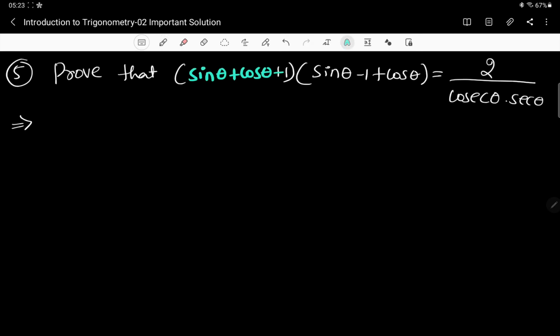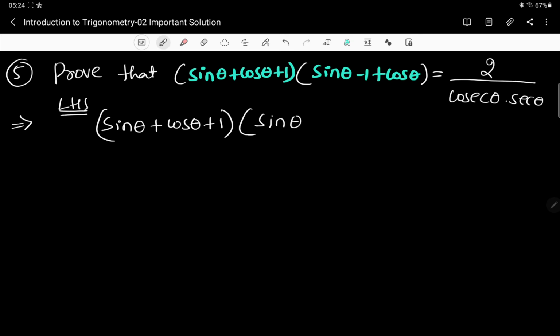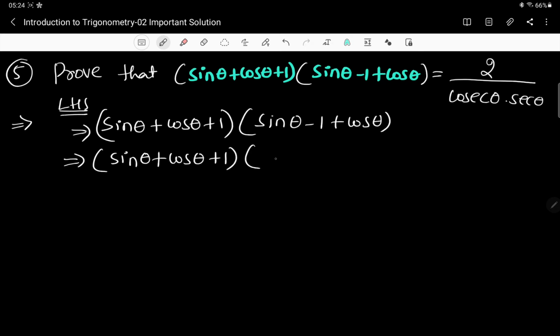Now by looking at this, what do you feel? Look at this pattern. Sine theta plus cos theta is there. Here also sine theta plus cos theta, and plus 1, minus 1. All right, let us try to write that LHS. So what is LHS? That is sine theta plus cos theta plus 1, and again I'm going to have sine theta minus 1 plus cos theta. This is the raw data given, and afterwards I can write it like this, no? Sine theta plus cos theta plus 1 into sine theta plus cos theta minus 1. We can write it like this, no?